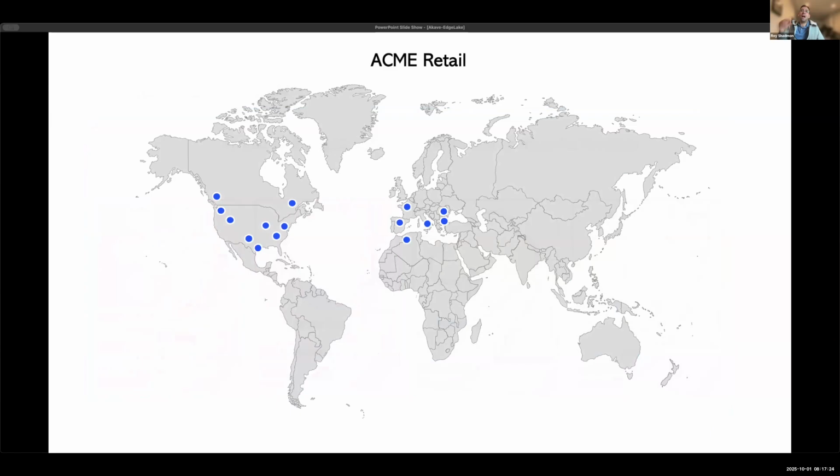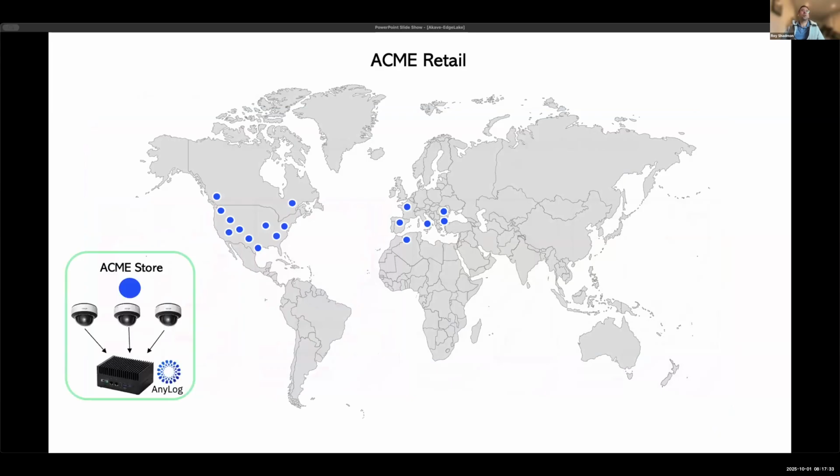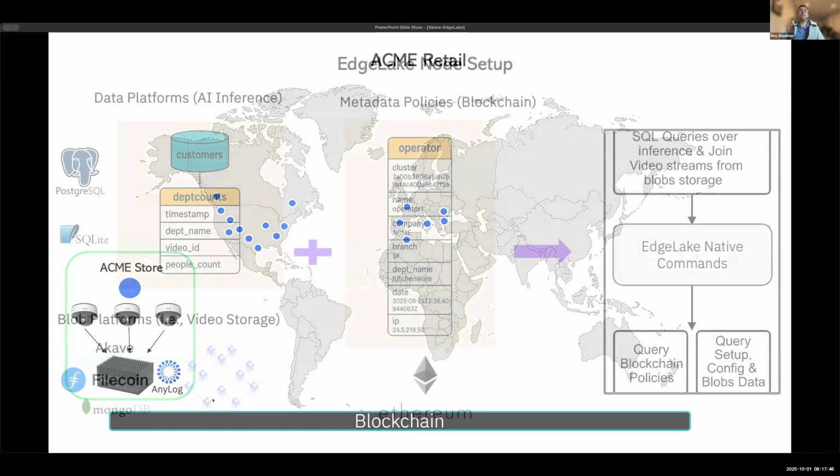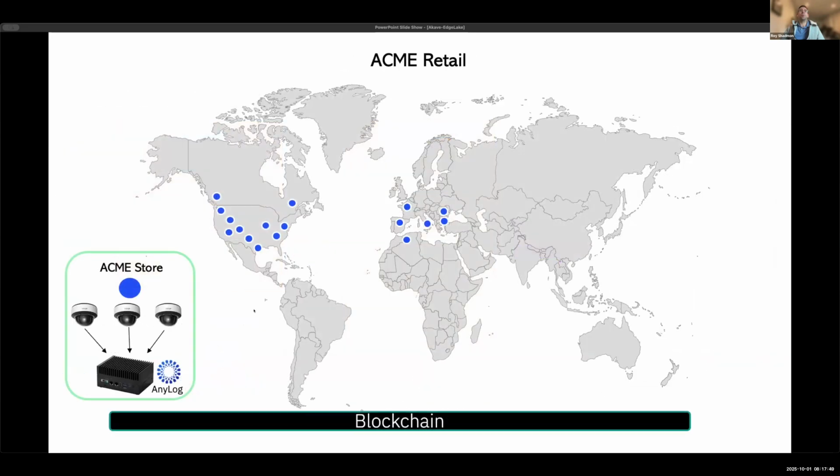So I'll transition now to what we are going to demo. So we have an Acme retail site, and we have an Acme store, and this store is producing video files, video data. And this video data is going to an EdgeLake node. And so this entire infrastructure is powered by the blockchain. And what we do is we keep references of where data locations are and where operator nodes are. So operator nodes are nodes that keep the data.